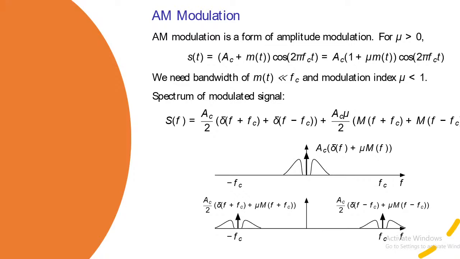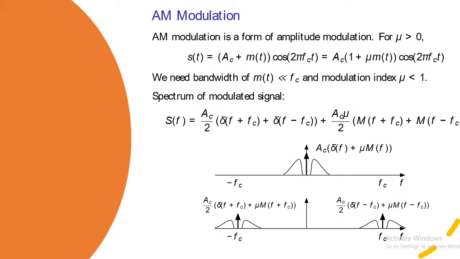Now s(t), the signal, is equal to (Ac plus m(t)) times cos 2 pi Fc t. So this is the modulated signal. That you can write as, if you take Ac common, Ac times (1 plus mu times m(t)) times cos omega c t. So this is the modulated signal.